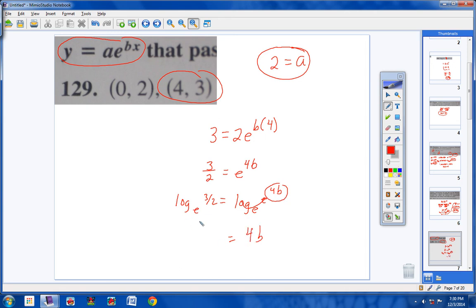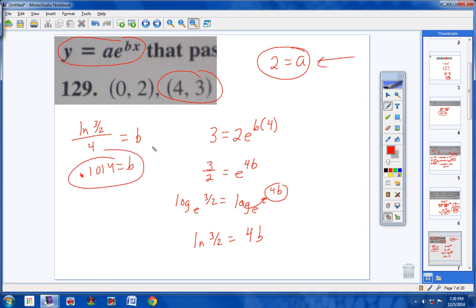Over here, log base E is a natural log of 3/2. Now divide both sides by 4, and you'll have this: natural log of 3/2 divided by 4 equals B. Okay, so here we go. Natural log of 3/2, enter, divided by 4, enter. And here's B. B is 0.1014.